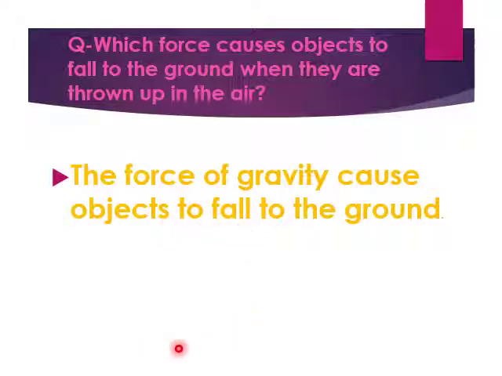So which force causes objects to fall to the ground when they are thrown up in the air? Any object. When we throw up any object in the air, that is the force of gravity. For example, when we throw up a coin or any object, it falls down to the ground because the force of gravity is acting on it.